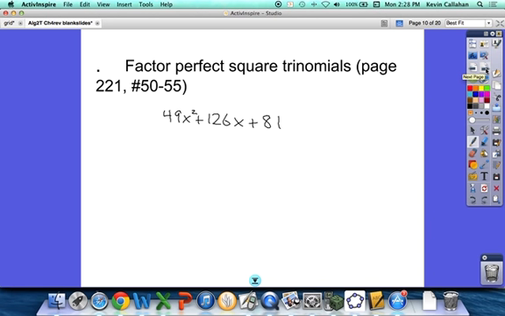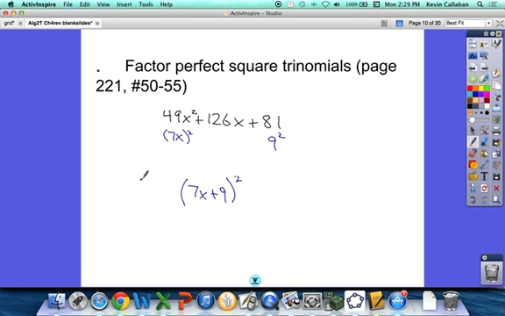Okay, perfect square trinomials. Remember, a perfect square trinomial is something that when you factor it, it's going to be the same linear factor squared. And you should recognize it because the first number is a perfect square and the last number is a perfect square. Right? So let's say 49, what is the square root of 49? So that's 7x and this is 9. Right? That's squared and squared. So since that's a positive number, we would expect maybe that's 7x plus 9 in parentheses squared.